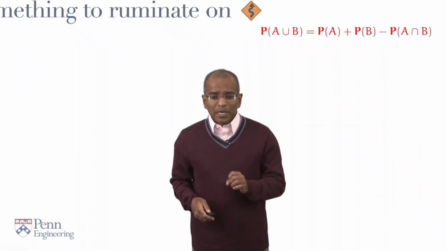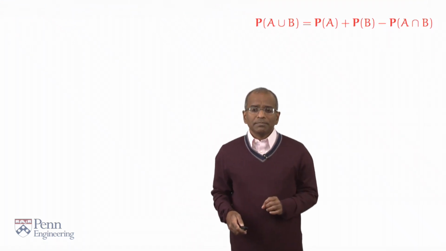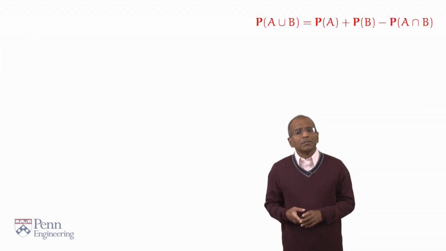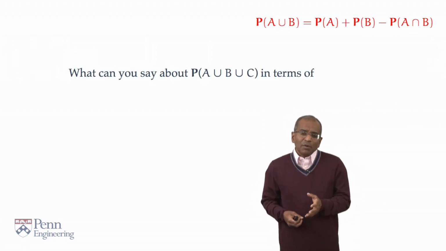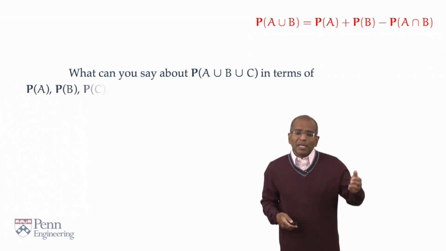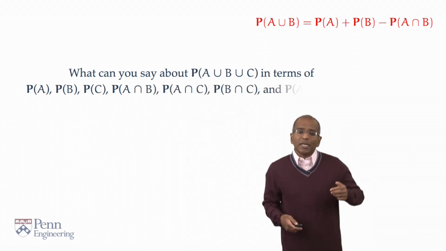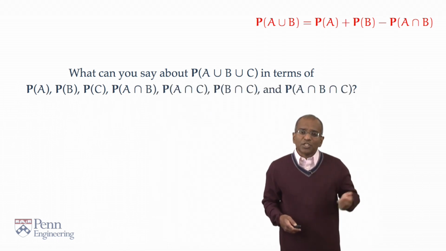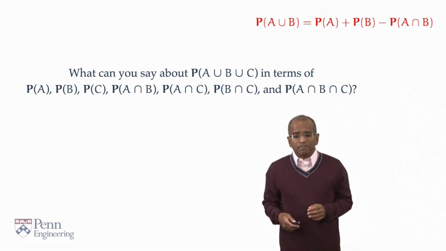Okay. We have an identity for the probability of the union of two events. What can we say about the probability of the union of three events? Of course, in terms of conjunctions. Now we'll have many things to play with. The raw probabilities of A, B, and C, the intersection probabilities A intersection B, A intersection C, B intersection C, and also the probability of the intersection of all three of them.